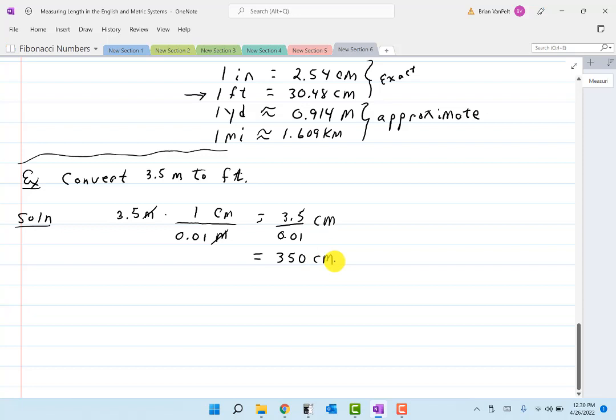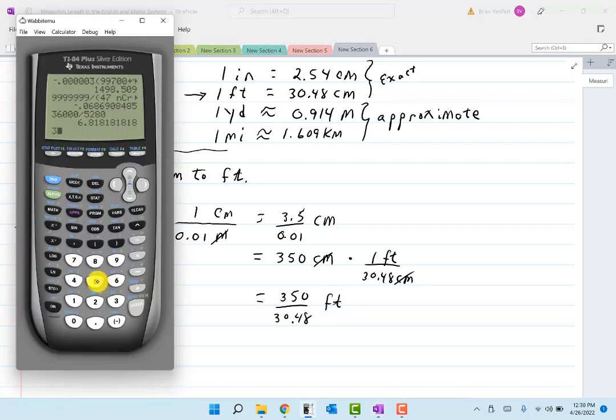I still need to get to feet. So is there a connection between feet and centimeters? Yes, I have an arrow next to that connection. So when I do this, I'm going to put the feet on the top, 1 foot, divided by 30.48 centimeters. And that way the centimeters cancel out, and I get 350 divided by 30.48, and this will be in feet. And let me get my calculator on this. I'll round to 3 places, 11.483 feet.